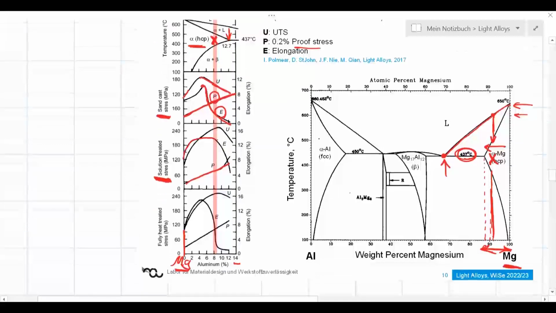So elongation drops later, so we need to put higher amounts of aluminum in order to see a decrease in elongation, and by that the UTS values could remain high. So these are kind of correlated. If we get more ductility, then we could expect that the UTS is going to be much higher than the yield strength.